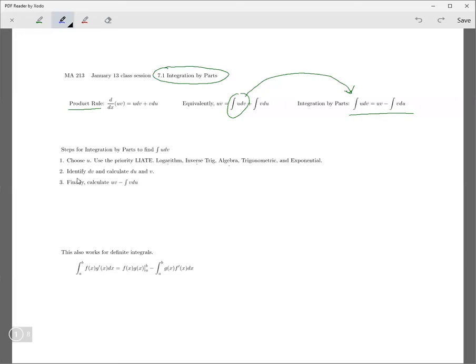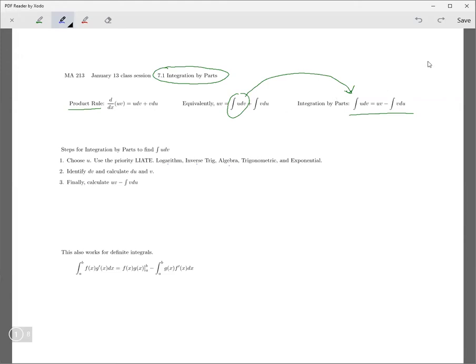So that's the first step. Choose your u, then identify your dv, which would be the rest of your problem, including the dx or whatever variable you're integrating in. Then you calculate du and v. And then finally, you calculate the right-hand side of the equation.